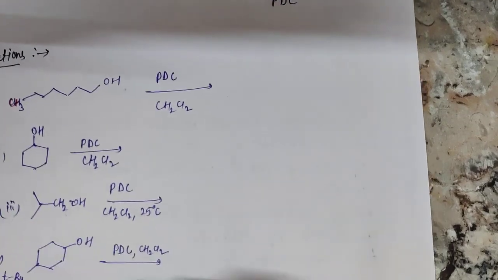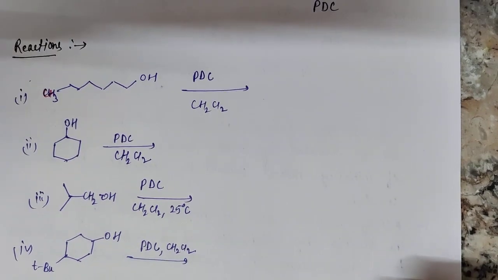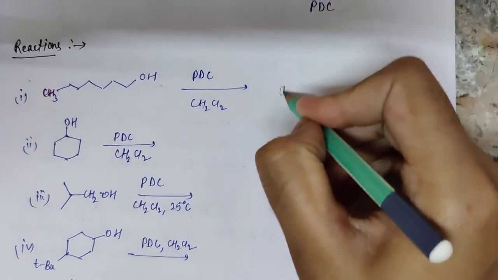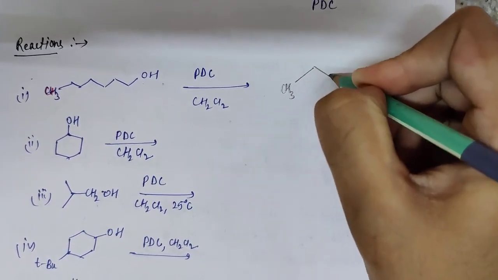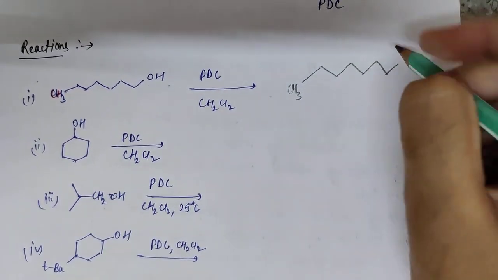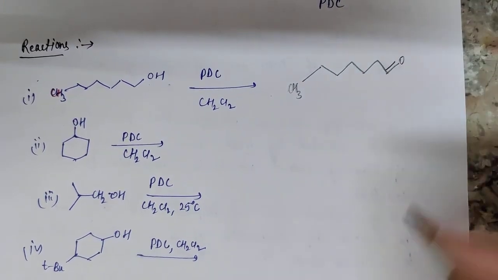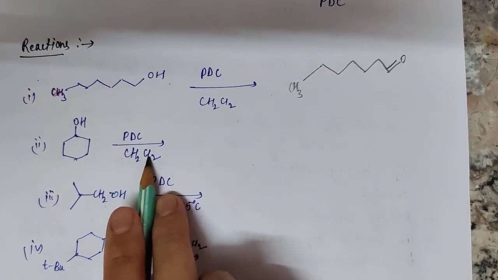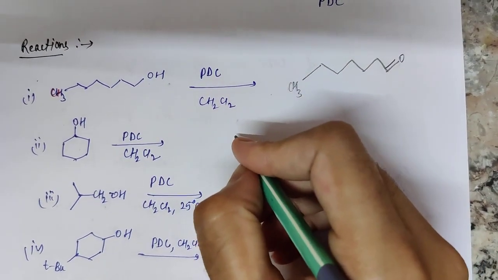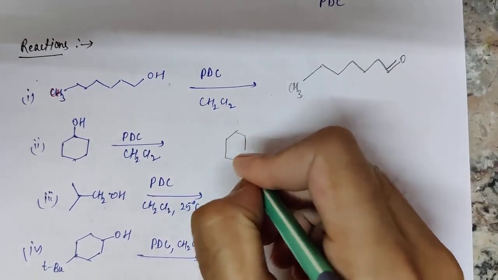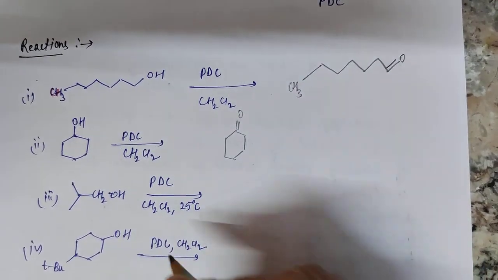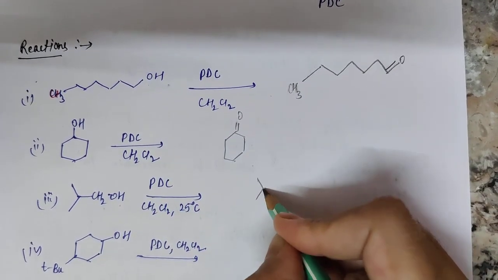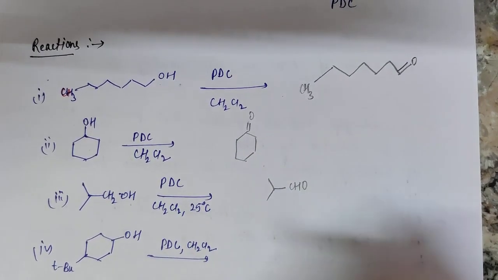If we look at the reactions, they are very similar. So this is a primary alcohol, so obviously we will obtain the aldehyde. So this will be our product. Here we have a secondary alcohol. On reaction with PDC in presence of dichloromethane, we will obtain a ketone. Again a primary alcohol, so what will you obtain? Aldehyde.